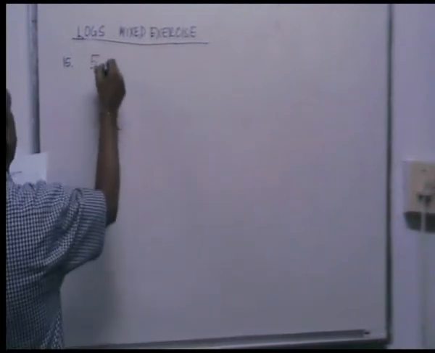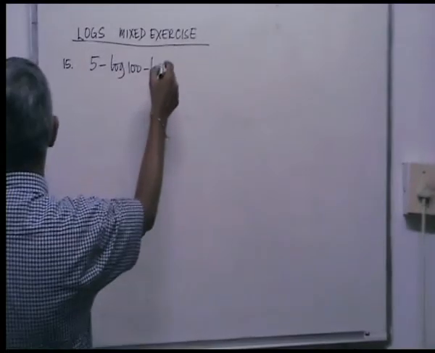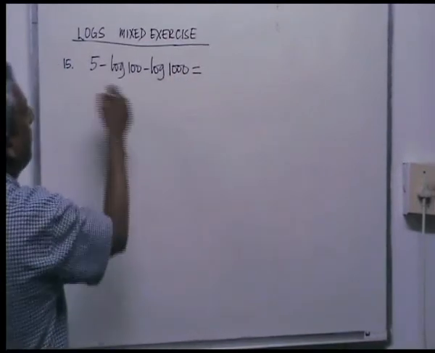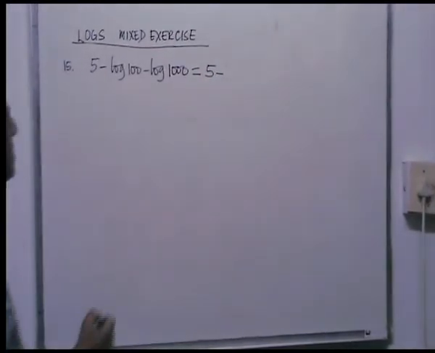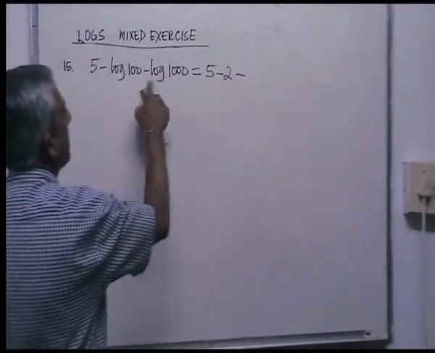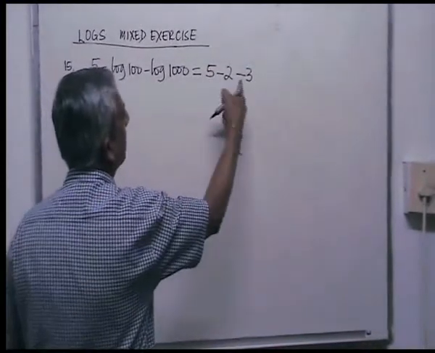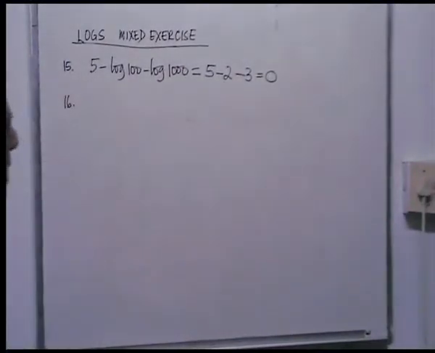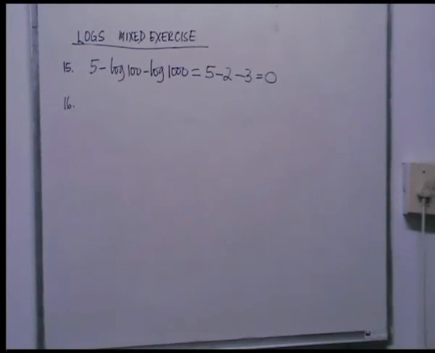We've got 5 minus log of 100 minus log of 1,000. Well, this is simply 5 minus log of 100, which you check in the calculator and you'll get 2, minus log of 1,000, which you check in the calculator and you'll get 3. And 5 minus 5, the final answer will be 0. It doesn't mean you have to apply rules all the time. You can apply common sense also. So in this example here, we're just applying our common sense and getting the answer.